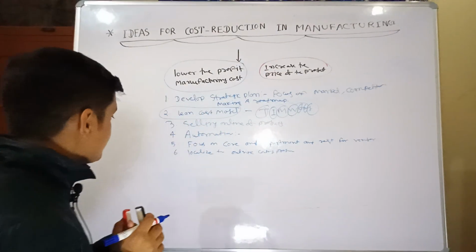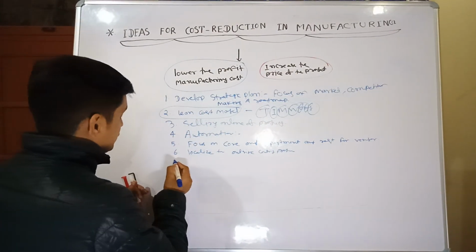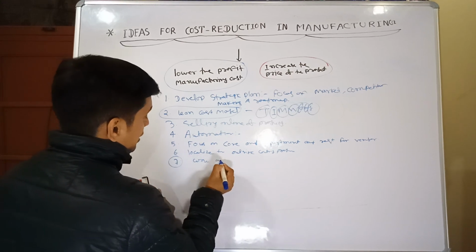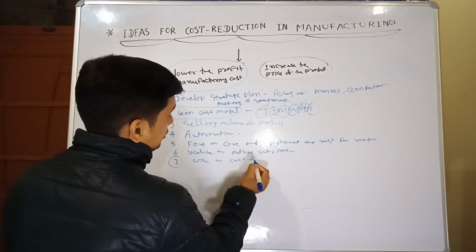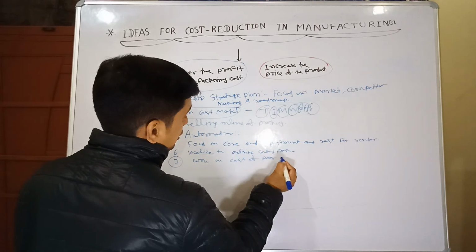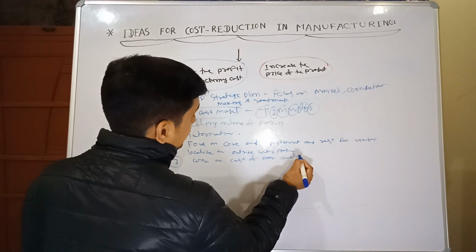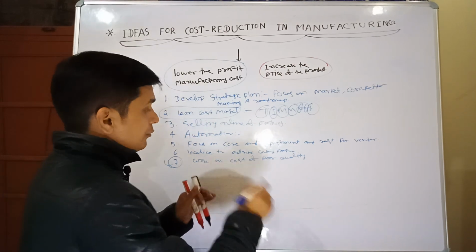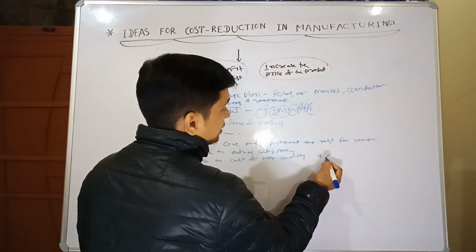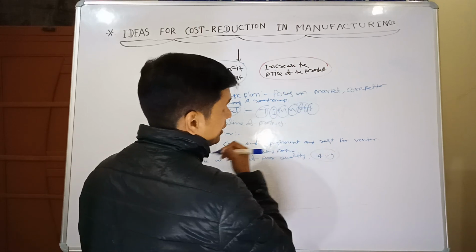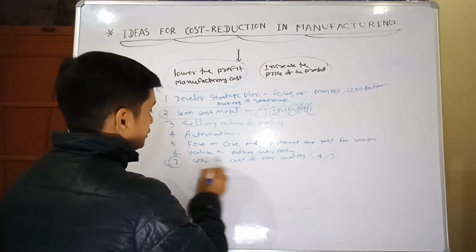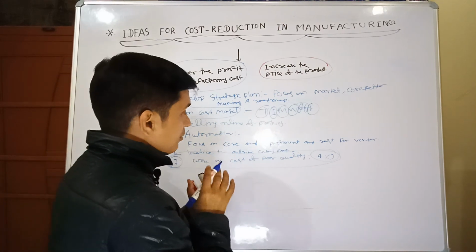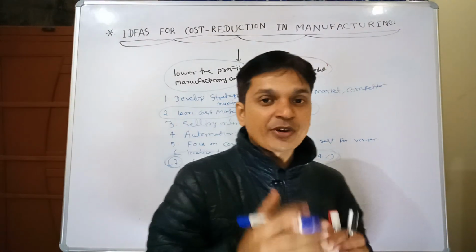Seventh is work on cost of poor quality. You need to work on cost of poor quality. If your cost of poor quality is below 4%, that means you are following Six Sigma, and it will save money and increase the profit margin.